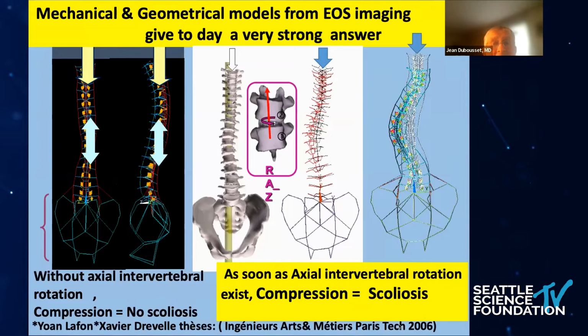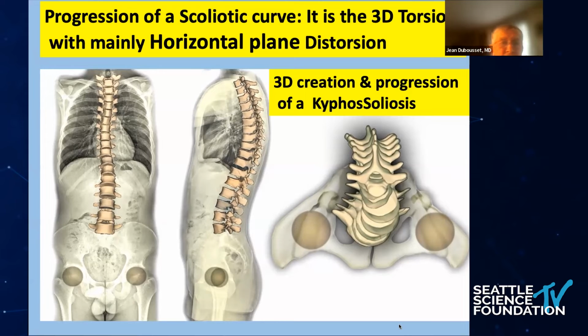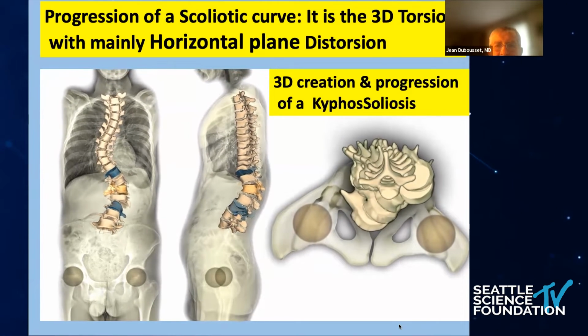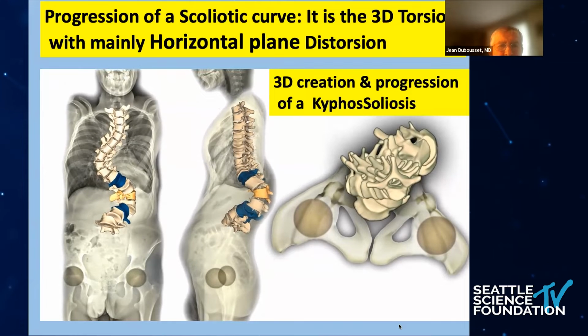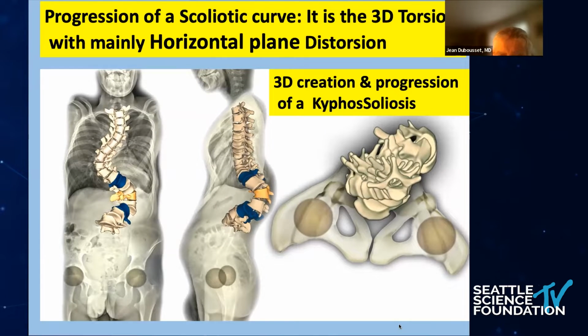And from this model, in the engineers' laboratory, when you have this mechanical and geometrical model and you push with the yellow arrow on it, if you have no intervertebral rotation, you never get scoliosis. As soon as you have an intervertebral rotation, then you get the scoliosis. And you see here the progression of a scoliotic curve. It is a 3D torsion, but mainly a horizontal plane distortion.